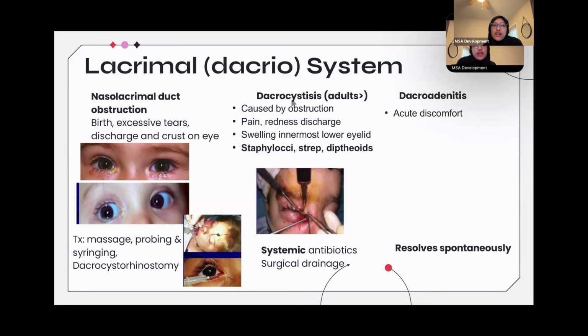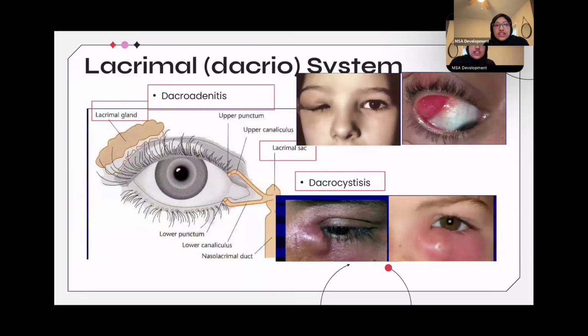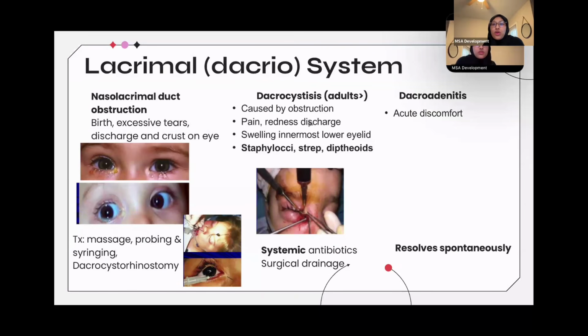I remember we talked about cystitis and adenitis. Cystitis, which is the sac obstruction, looks more inflamed, right? So obviously it is more painful and more redness, discharge. It is caused by obstruction, and remember again the bacteria: staphylococci, strep, and diphtheroids are the most common causes of infection that can cause this to happen. It can be also caused by obstruction leading to that. What is the treatment? You do systemic antibiotics because of bacteria, and drainage with surgery. You can do that if it's severe.